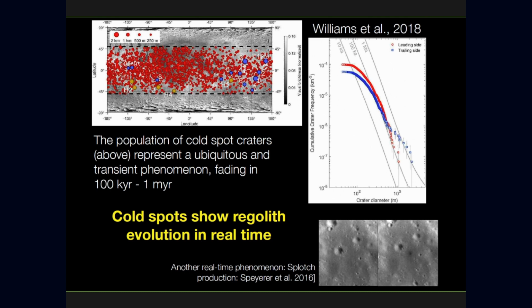And just as a precursor to what Emerson Speyerer, I'm sure, will discuss in a few talks, cold spots are not the only real-time phenomenon that's occurring on the surface of the moon, but I think all these things are related, and that's an active area of research. So next slide, please.